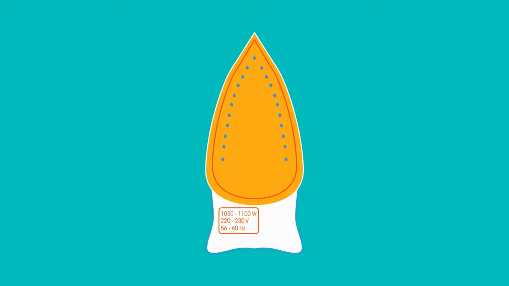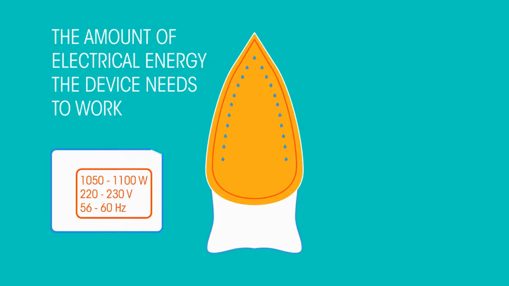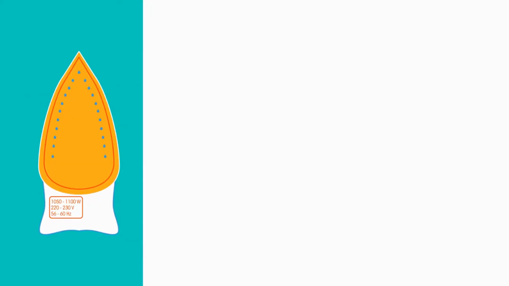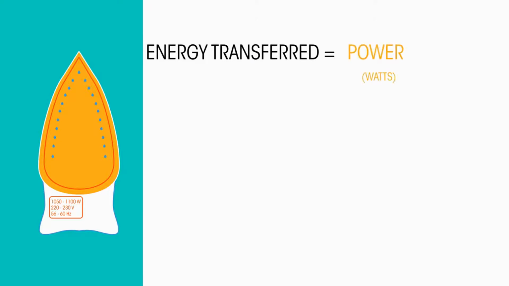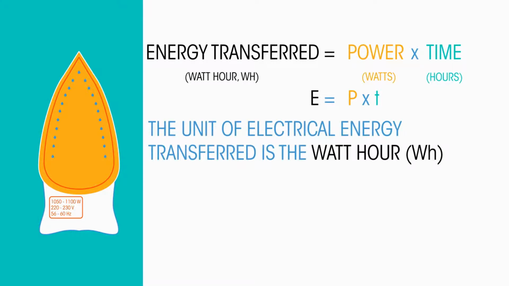An electrical device will have a power rating. This is the amount of electrical energy the device needs to work. We can calculate how much electrical energy a device transfers by multiplying the power rating W by the amount of time the device is on for in hours. The unit of electrical energy transferred is the watt hours, or Wh. This is likely to be a very large number, so we usually give the number as kilowatt hours, where 1 kilowatt hour is equal to 1000 watt hours.